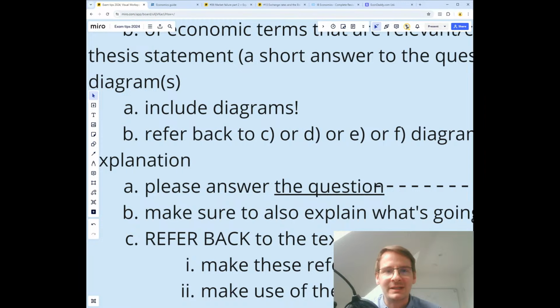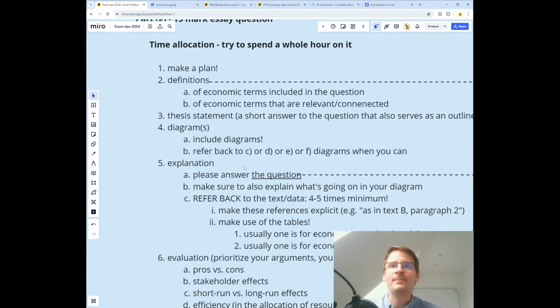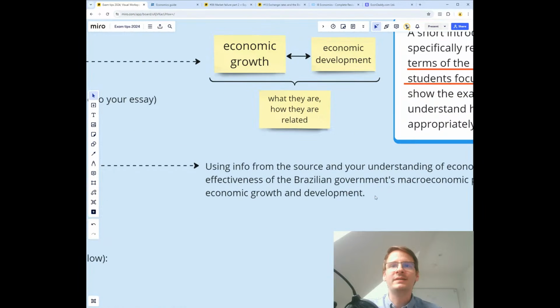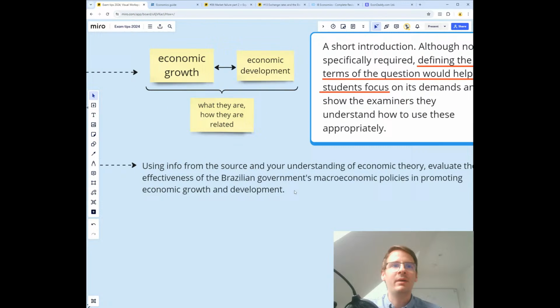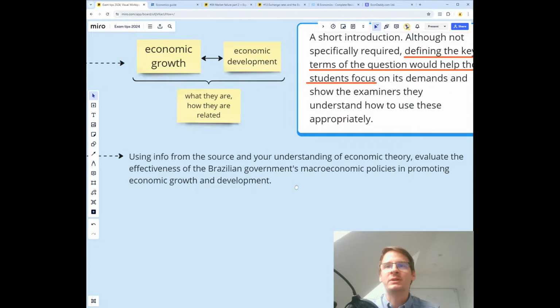And then in your explanation, please answer the question. Very, very important. Let me give you an example here as well. Very quickly. Here's the question I came up with, very similar to what you're going to get, at least when it comes to the structure. It says using info from the source, which is the text and of course the data in the tables, and your understanding of economic theory. Evaluate the effectiveness of the Brazilian government's macroeconomic policies in promoting economic growth and economic development.